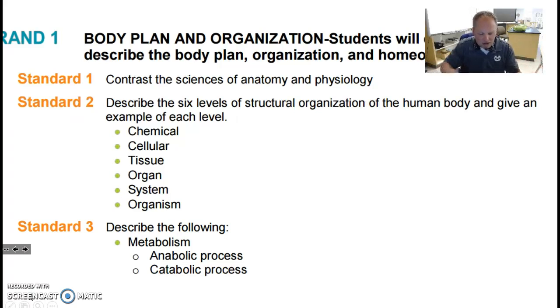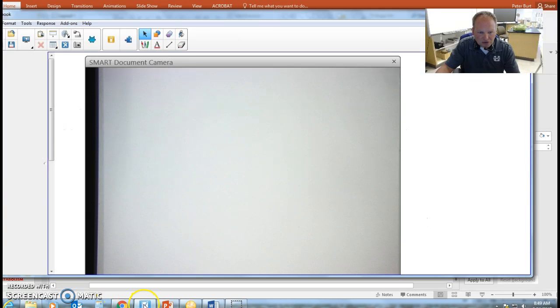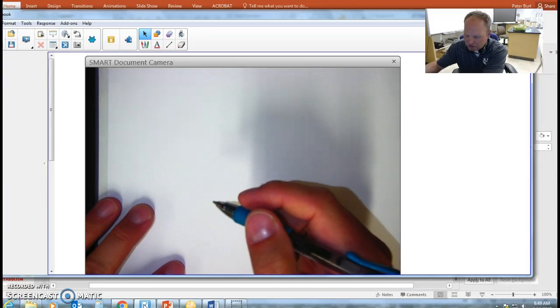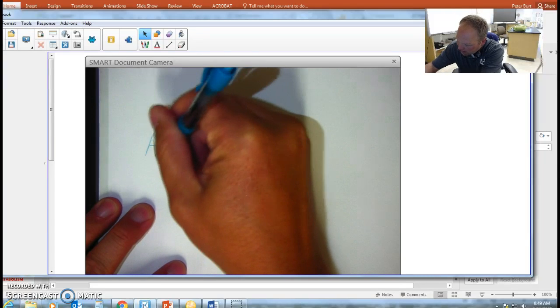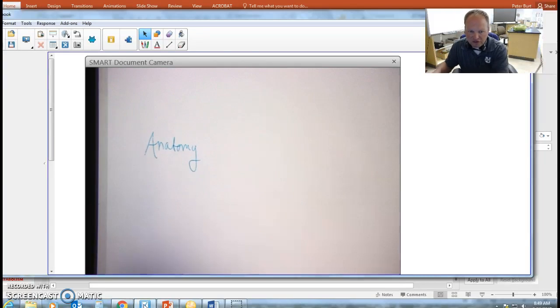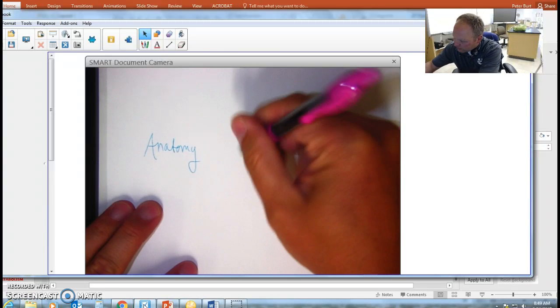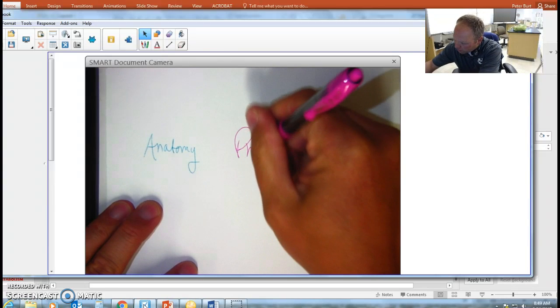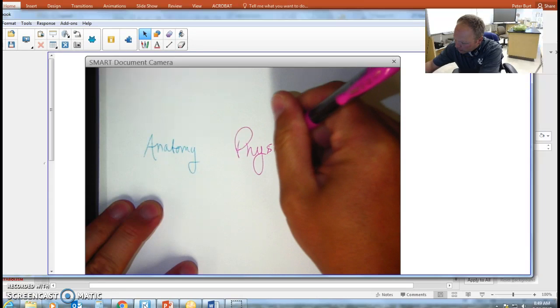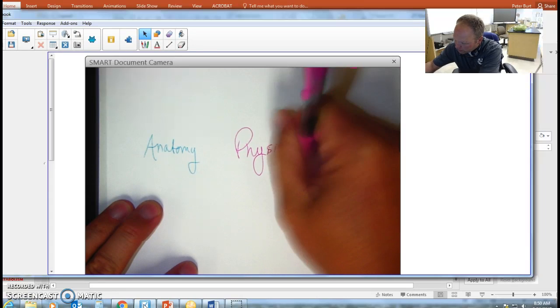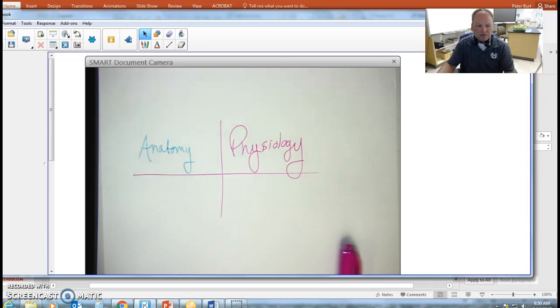So let's go ahead and start with anatomy versus physiology, because when you get to college, you're going to have a lot of classes to choose from. And one of the classes you're going to have to choose from is anatomy versus physiology. You have to know the difference between the two of them. It would sure help if we knew the parts of these words and what they actually mean.